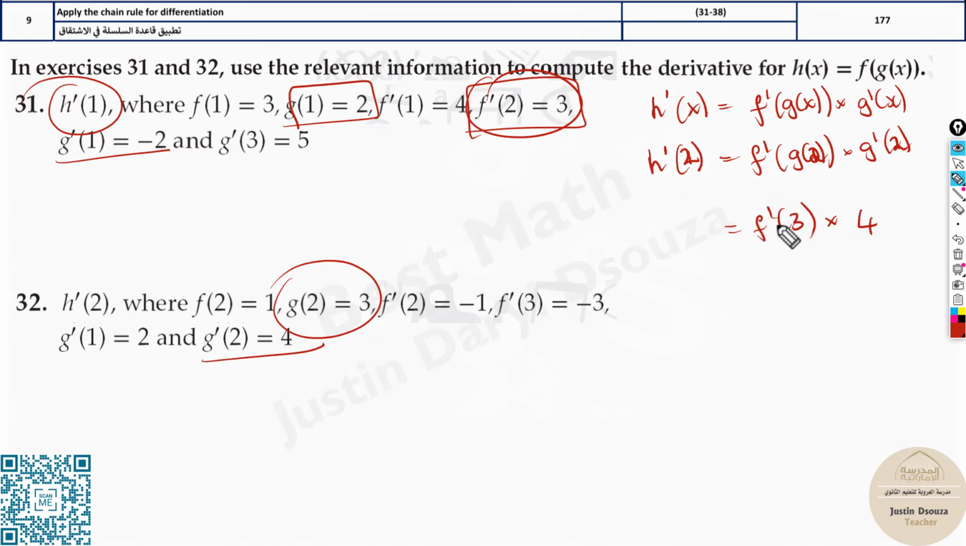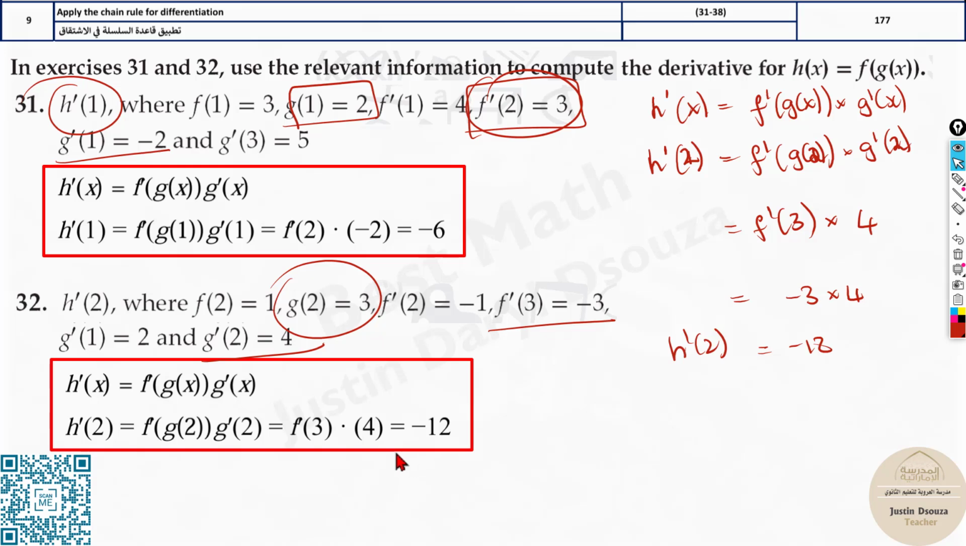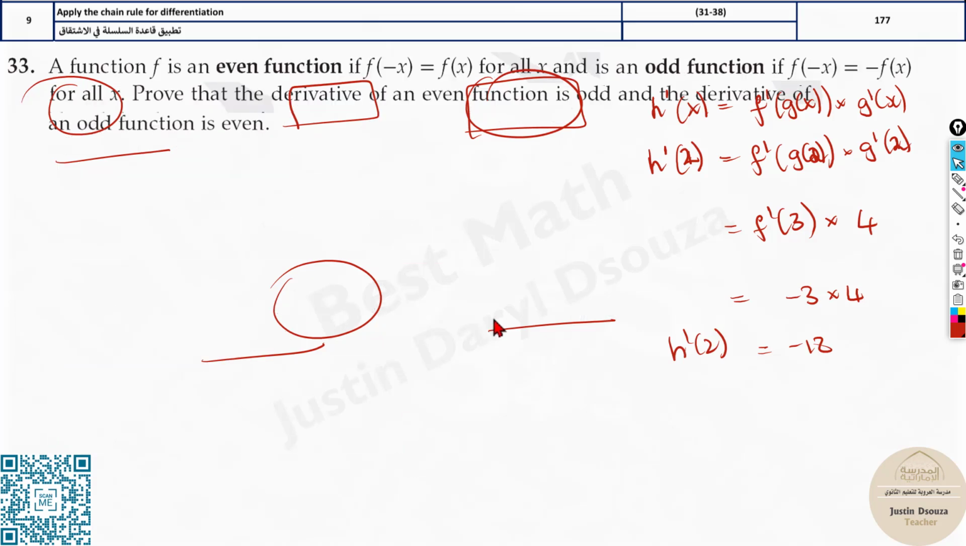What is f prime of 3? That's over here, so we need to substitute this entire thing. f prime of 3 is minus 3 times 4, so we'll have negative 12. That is h prime of 2. That's it. This is how we basically solve it. We got minus 6 in the first case and now minus 12 in the second case.